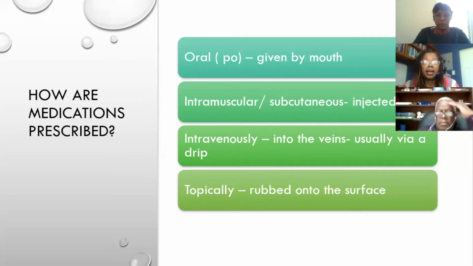Medications may also be given intravenously. Now, you probably, as patients, might not see this instruction being given, but we would usually, as doctors, write it up saying IV, and that's usually into the veins and given via a drip. Topical medications are those which are rubbed onto the surface, like your fusidine creams and that sort of thing. I have not included sublingual on here. It's not very common, but some people may have medication written as SL, which is sublingual, given under the tongue. So just so we have a general understanding of what everything stands for when you see a prescription.